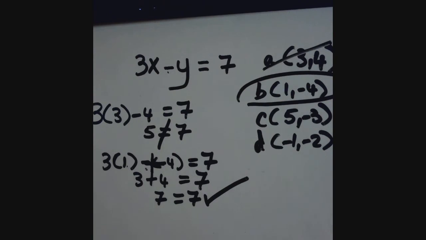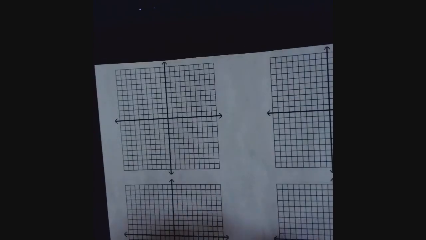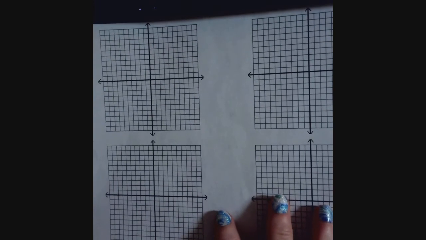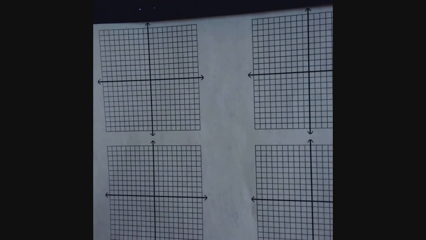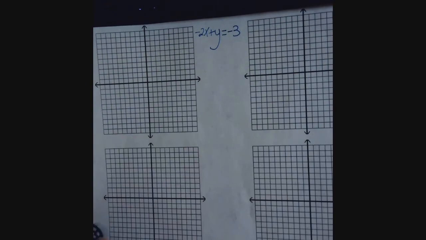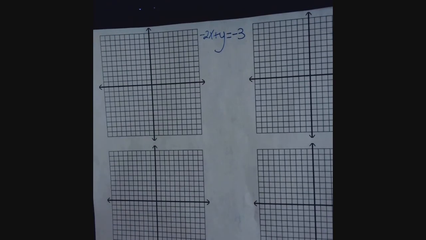So now we're going to go ahead and graph. I'm going to put some graphing paper under here. Okay, so here's some graphing paper. And it says to graph the equation, so I'm going to write it here. Negative 2x plus y equals negative 3. Okay? So this is the equation that they want us to go ahead and graph.